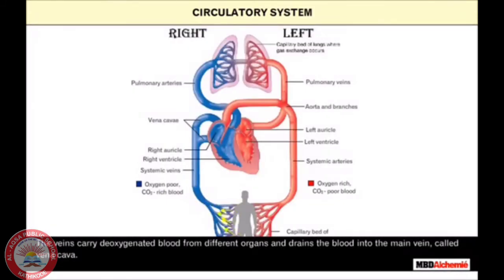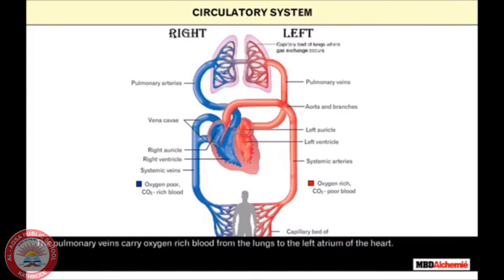The veins carry deoxygenated blood from different organs and drain the blood into the main vein called the vena cava. The vena cava drains all the blood into the right auricle. From the right auricle, the blood is pushed into the right ventricle. From the right ventricle, the deoxygenated blood enters into the pulmonary artery, from where it moves into the lungs and gets oxygenated.